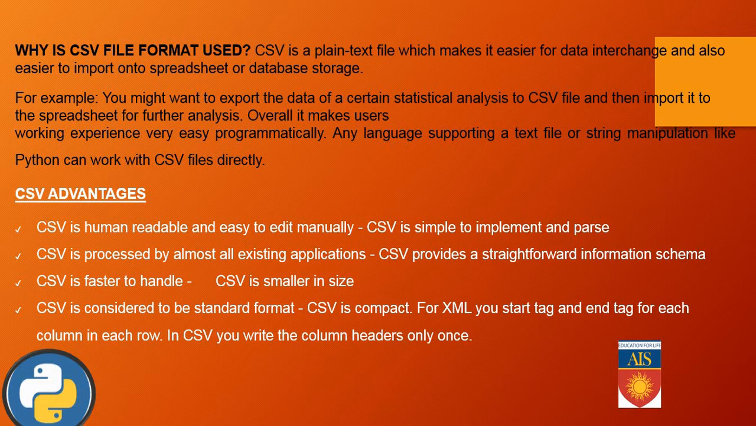Now we need to focus on some of the advantages of CSV files. CSV is human readable and easy to edit manually. CSV is simple to implement and parse. CSV is processed by almost all existing applications. CSV provides a straightforward information schema. CSV is faster to handle. CSV is smaller in size. CSV is considered to be a standard format. CSV is compact. For XML, you write a start tag and end tag for each column in each row. In CSV, you write the column header only once.